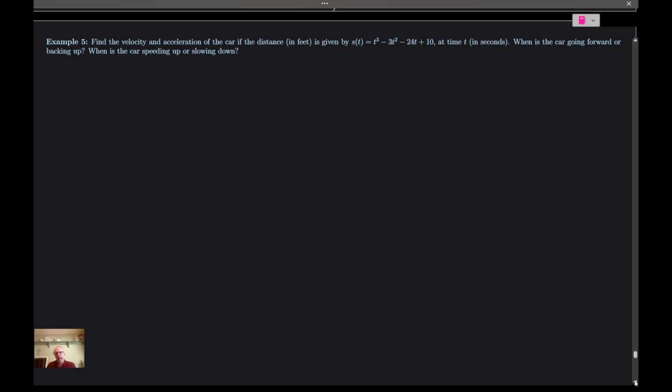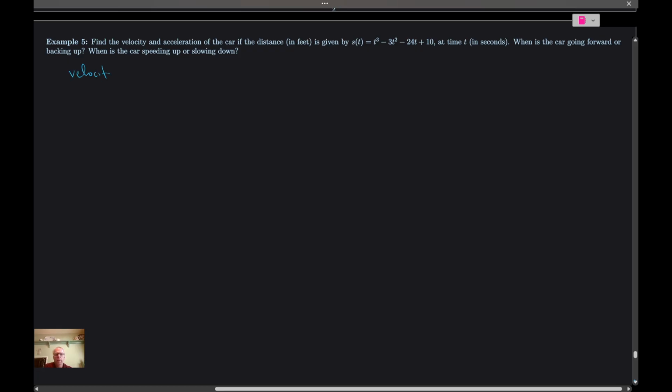All right, so let's look at velocity and acceleration. So velocity is going to be represented by the first derivative. So we have the distance in feet of this car is given by this function here. And this is the position function given some time t. The derivative of this position function is your velocity. So let's take the derivative. We get 3t squared minus 6t minus 24.